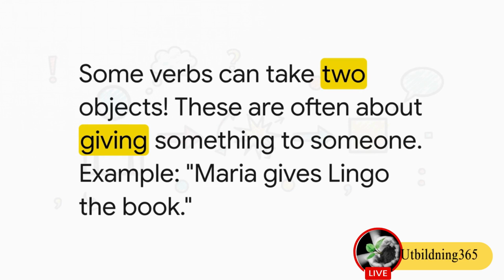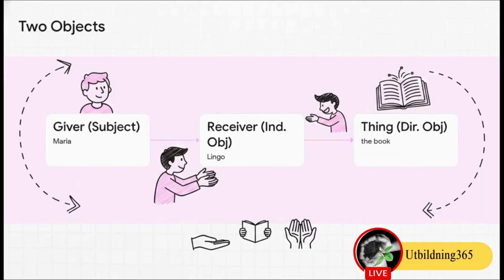And just when you think you've got it figured out, language throws us a curveball. Some verbs, usually verbs about giving something or doing something for someone, can actually have two objects. Take a look at this sentence. Maria gives Lingo the book. So how do we untangle this one? Well, Maria is our subject. She's the giver. The thing that's actually being given, the book, we call that the direct object. And the person who gets it, Lingo, that's the indirect object. Giver, receiver, and thing given. It's as simple as that.